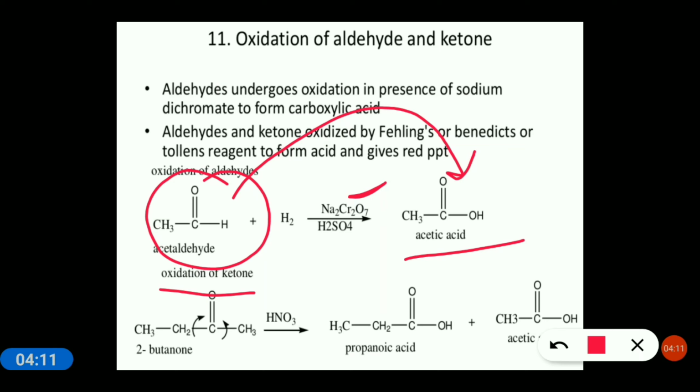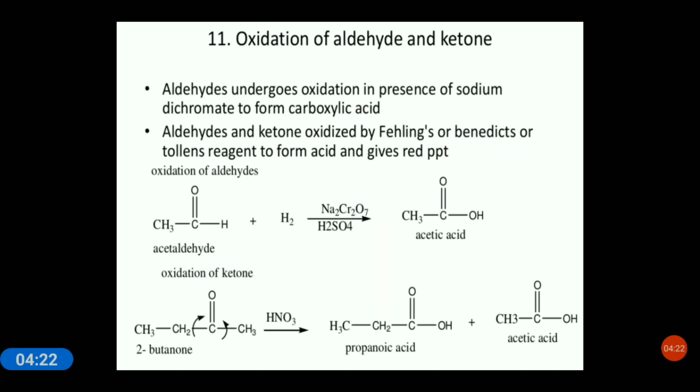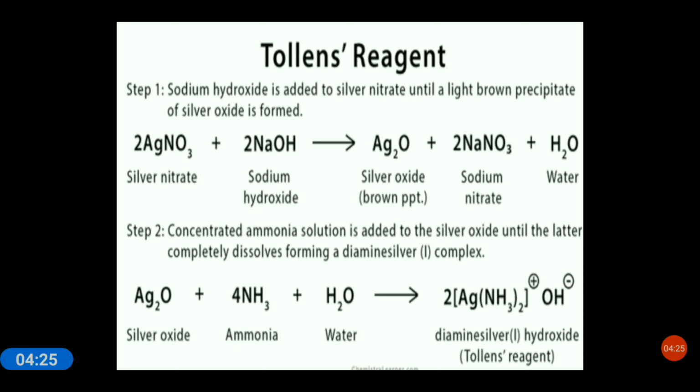They reduce Tollens reagent to metallic silver, and Fehling solution or Benedict solution to a red precipitate of cuprous oxide. These reactions you will see in the practical also. Let's see a few reagents which will work for your practical, as here the aldehyde reduces these agents and gives a particular color to detect the presence of aldehydes.